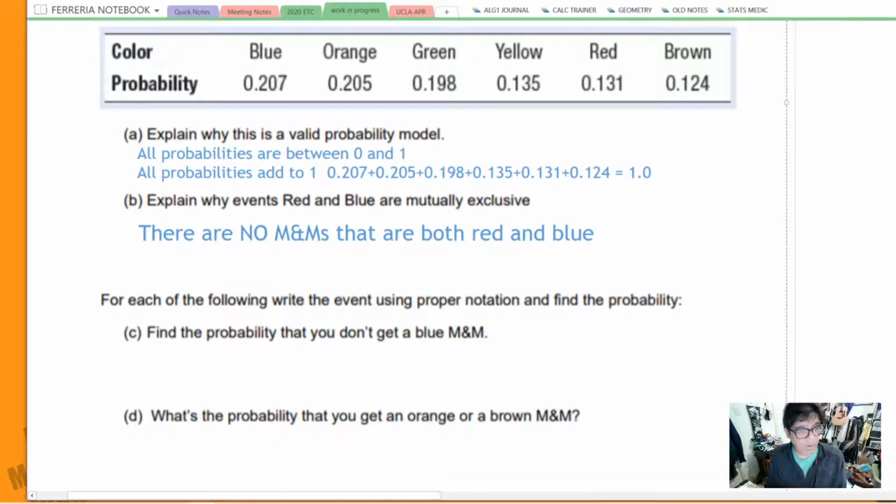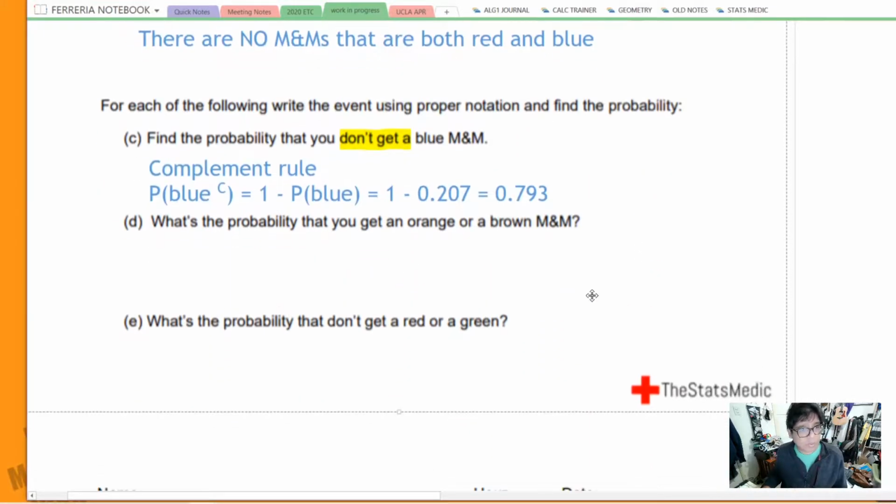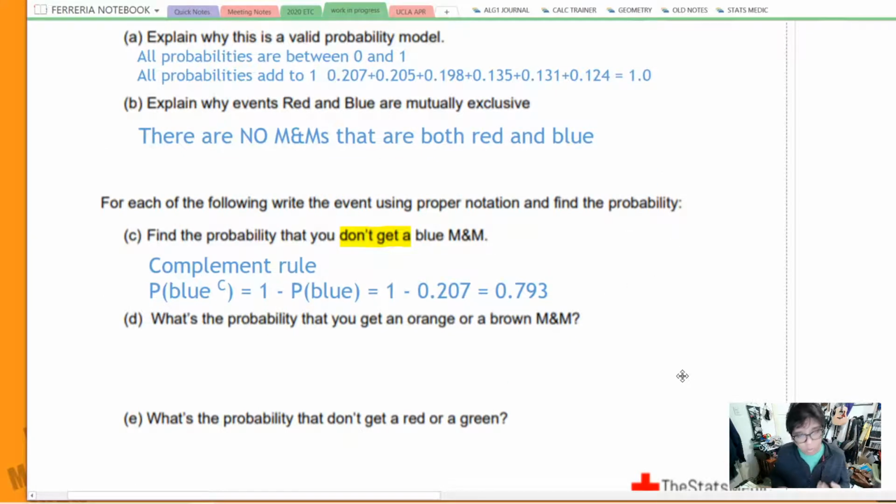Next, let's find the probability that we don't get a blue M&M. That's the complement rule, and we can see that because we're saying that we don't get a blue M&M. You can notate that with the probability of blue complement. Remember, that's that superscript C. That's equal to 1 minus the probability of getting a blue M&M. And that's 1 minus 0.207, or 0.793.